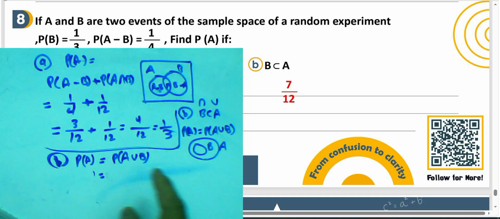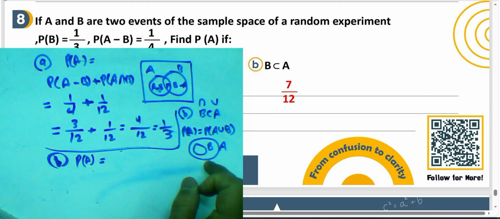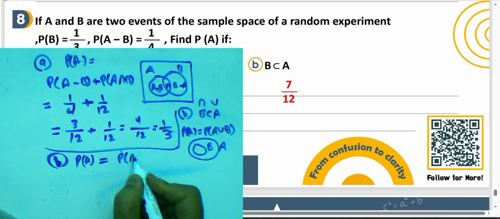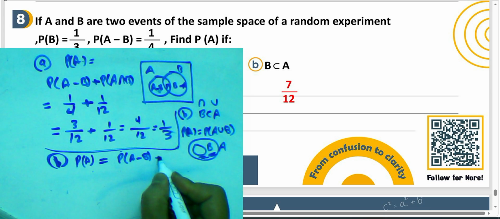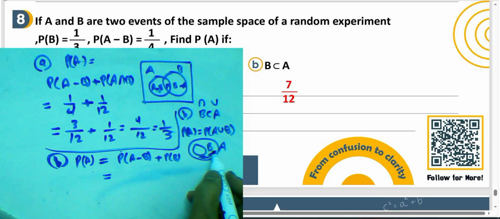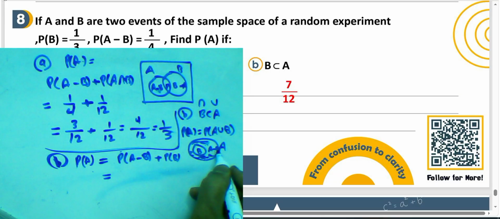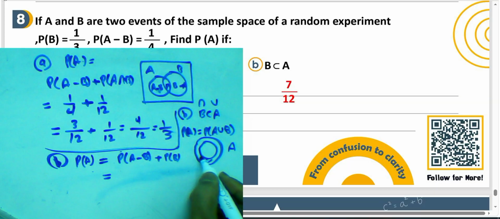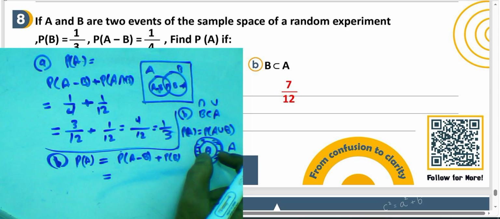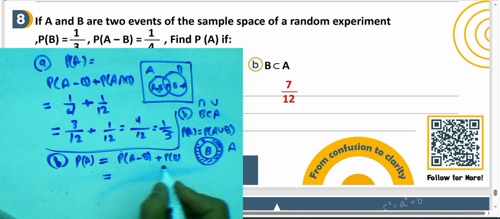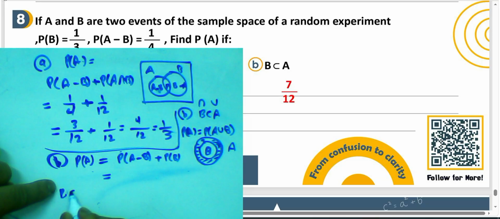You can also write another relation for A union B. In the second condition, B subset of A, the probability of A is equivalent to the probability of A difference B plus the probability of B. You can combine this part plus this part: A difference B plus B. When B is a subset of A, the union of A difference B and B gives you the set A. Understood?